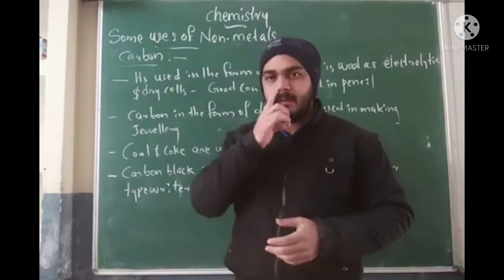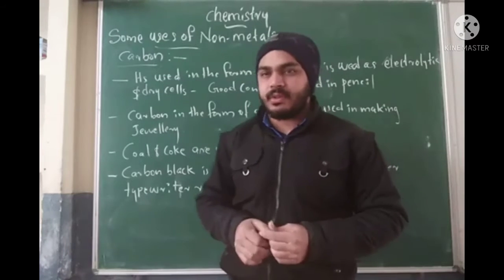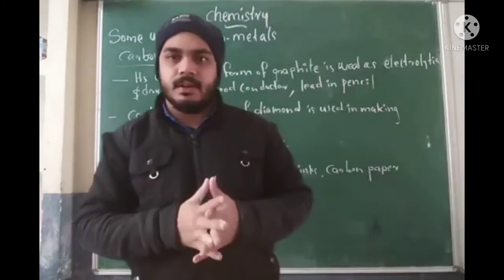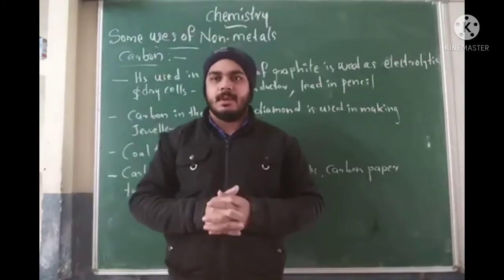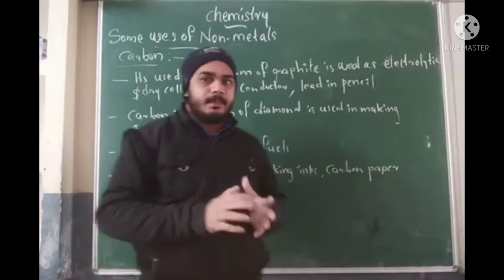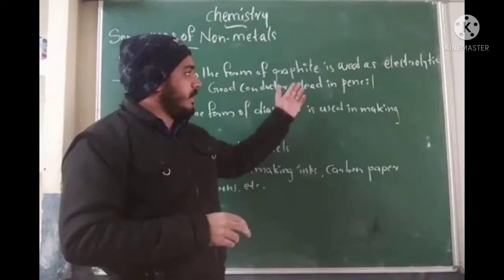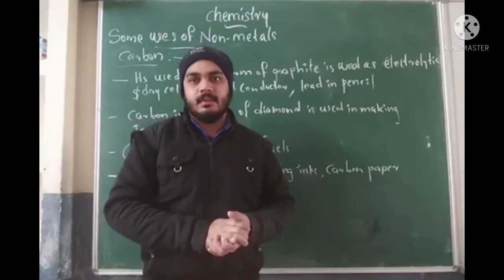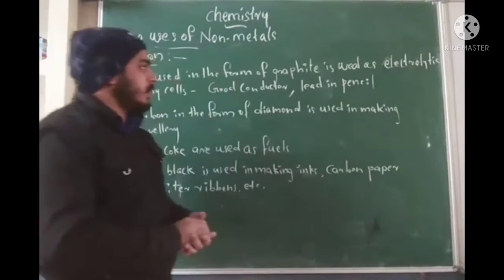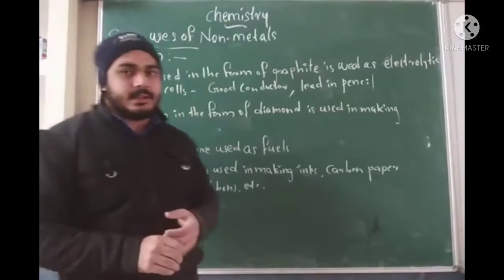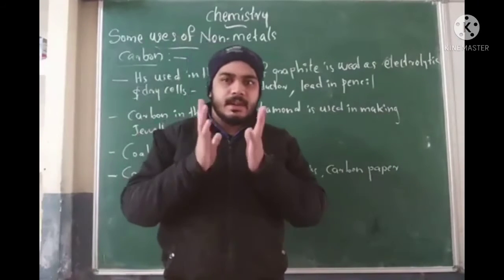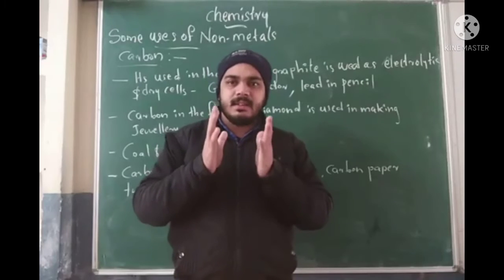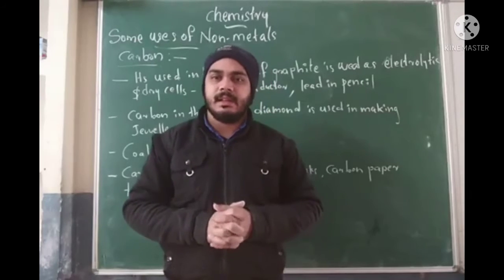So there are a few uses given here. The first one, carbon is used in the form of graphite, the purest form of carbon. This graphite is used in electrolytic cells and dry cells. That means it is a good conductor of electricity and heat.